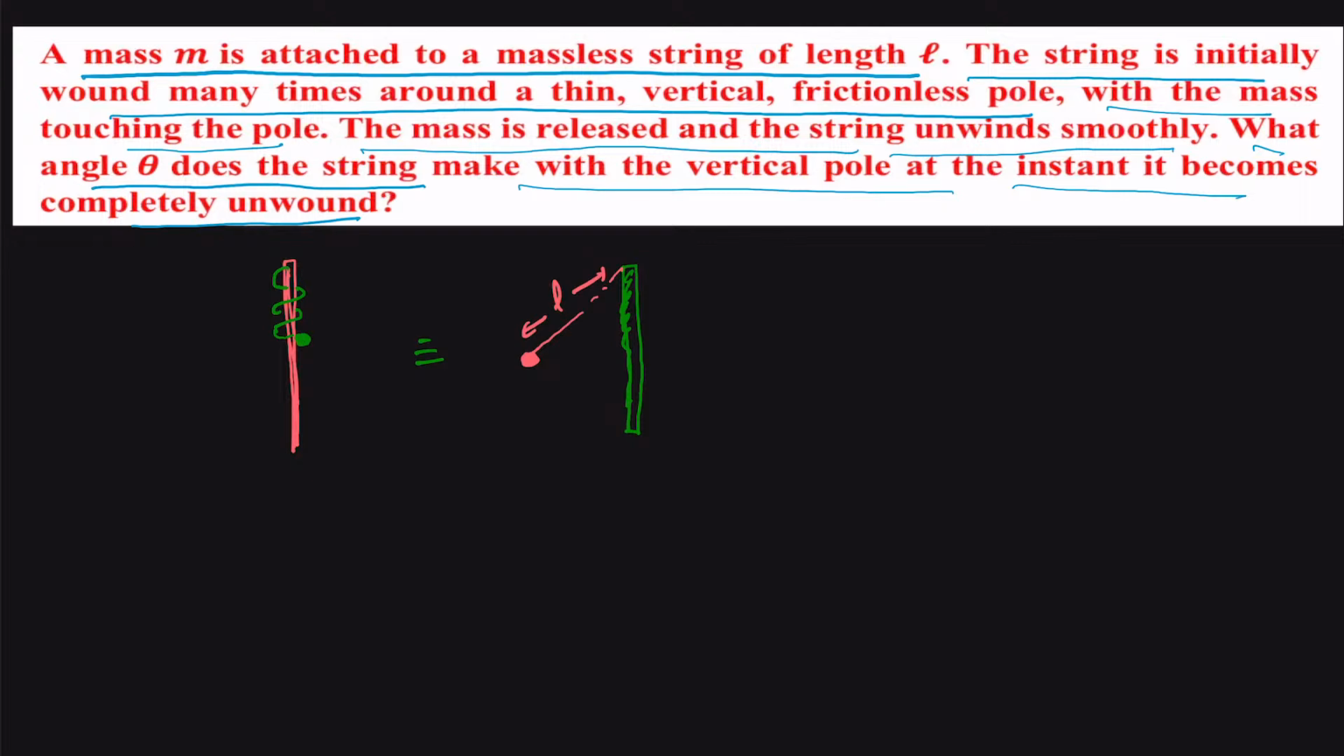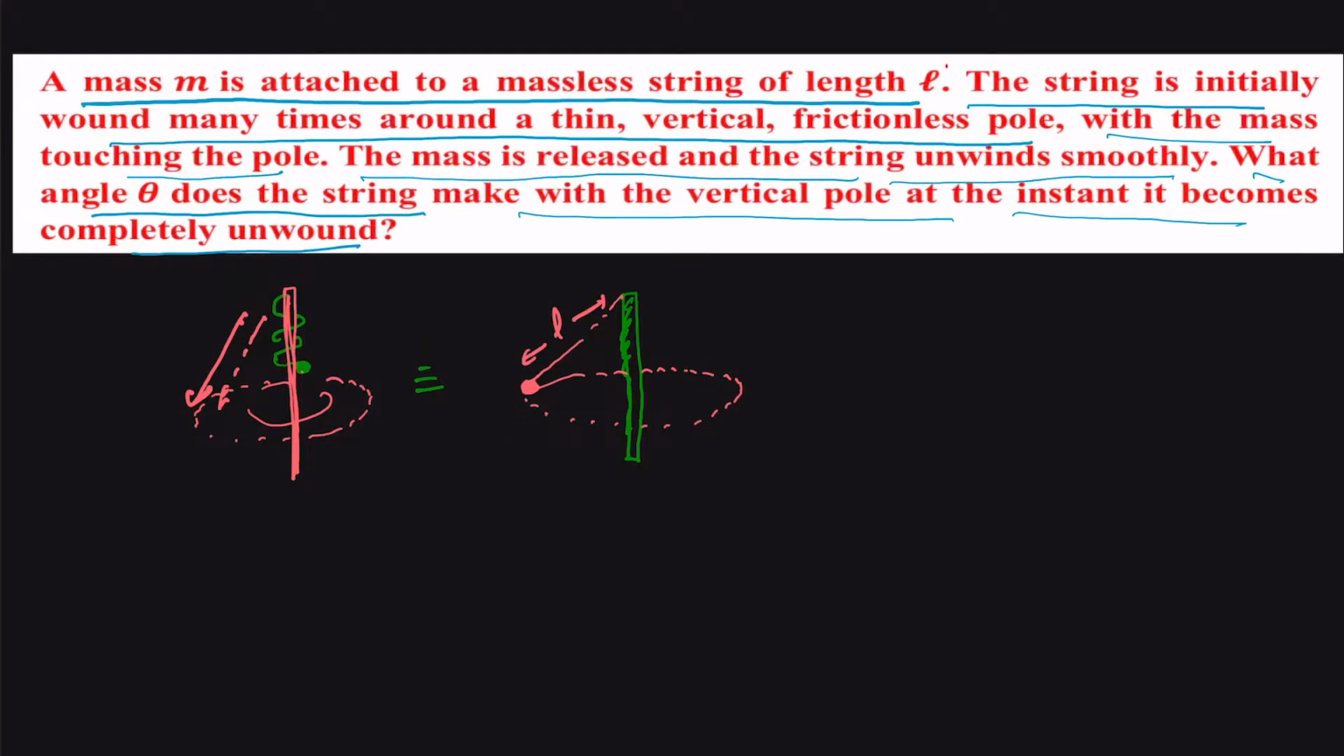But as it unwinds with respect to this pole, it is going to form a conical pendulum. So the final figure resembles a conical pendulum. The length is going to increase slowly and steadily, and its radius is also going to increase because the length of the string continuously increases. Finally, the length of the string is L. So when it is completely unwound, the figure it forms will be a kind of conical pendulum.